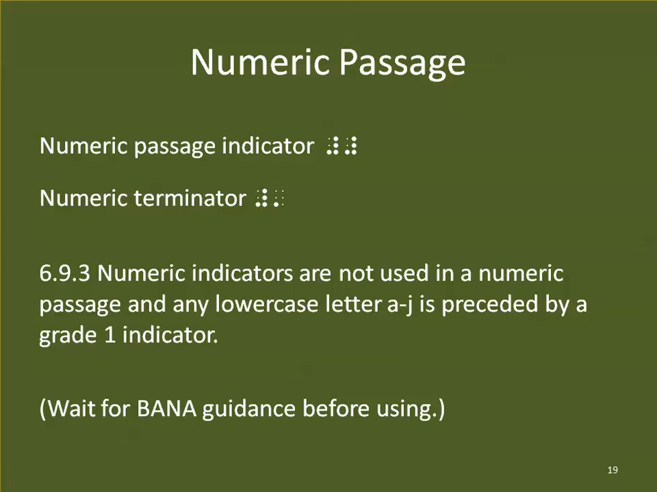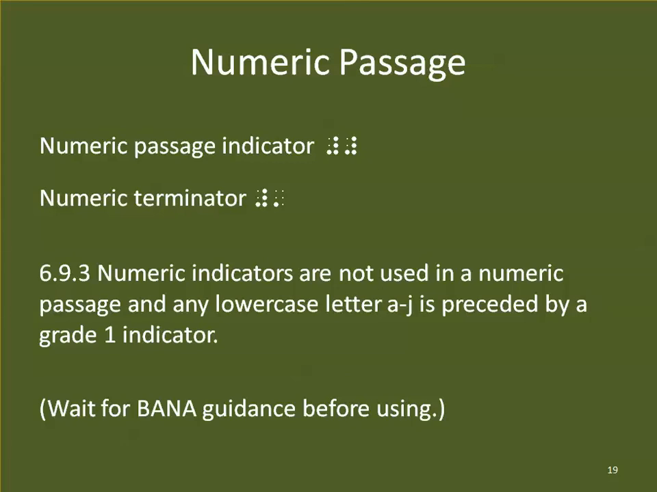And this is one of the few instances, a numeric passage is one of the few instances where I'm going to show you something in order that you don't use it. So that's kind of funny, but I want you to be aware that it exists so that you don't flip through the code book someday and say, oh, I didn't know we were supposed to use this. Well, you're not. So there is such a thing as a numeric passage indicator in UEB.